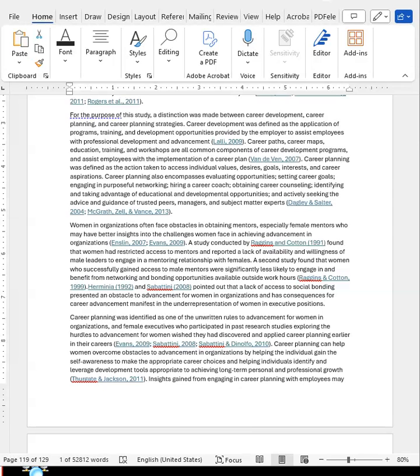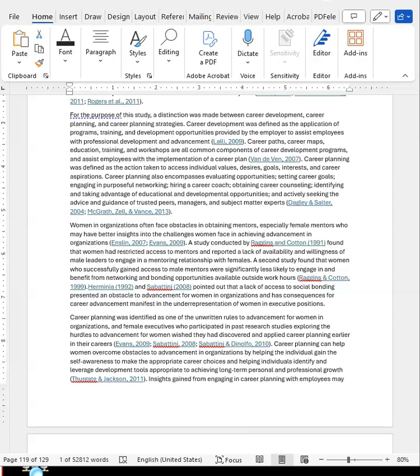A second study found that women who successfully gained access to male mentors were significantly less likely to engage in and benefit from networking and bonding opportunities available outside work hours. Ragins and Cotton, 1999. Herminia, 1992, and Sabatini, 2008, pointed out that a lack of access to social bonding presented an obstacle to advancement for women in organizations and has consequences for career advancement manifest in the underrepresentation of women in executive positions.